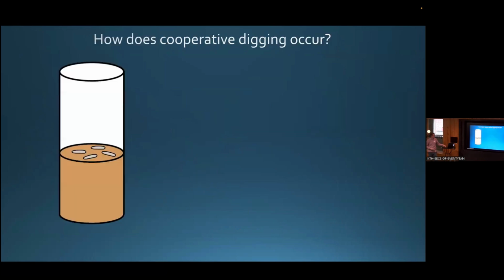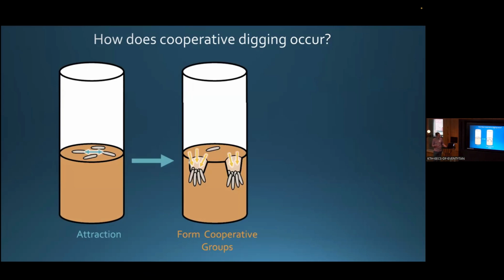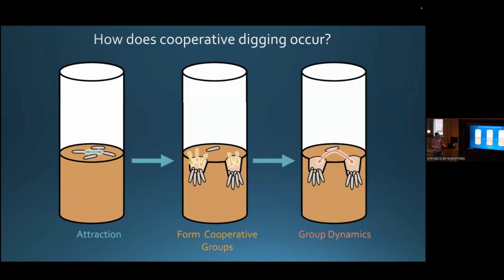Okay, so just to summarize, this is a fruit fly vial. These are larvae in there. This is kind of how we think it happens. The larvae are first attracted to each other. They then initialize these cooperative groups, and then eventually there's some kind of group dynamics where animals choose which group they'd like to join. And so I'm going to focus on them actually forming the groups first.